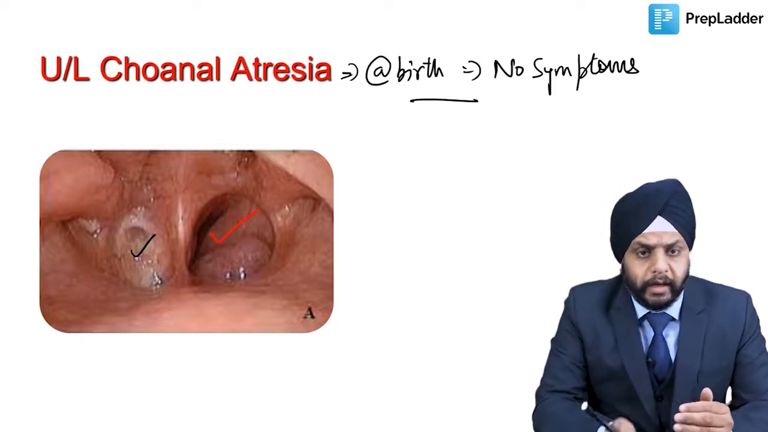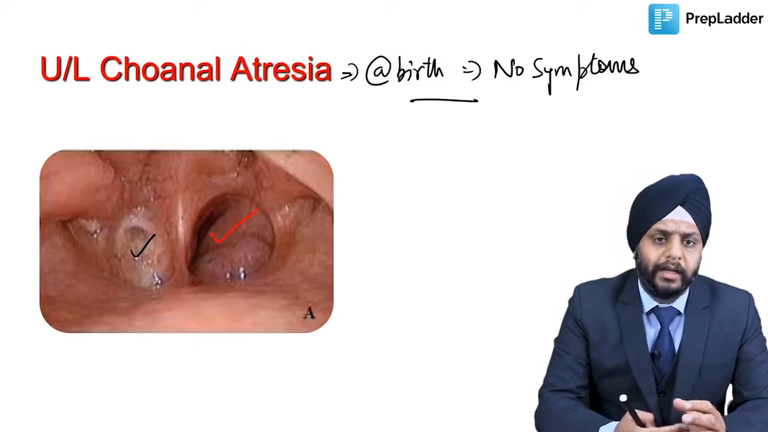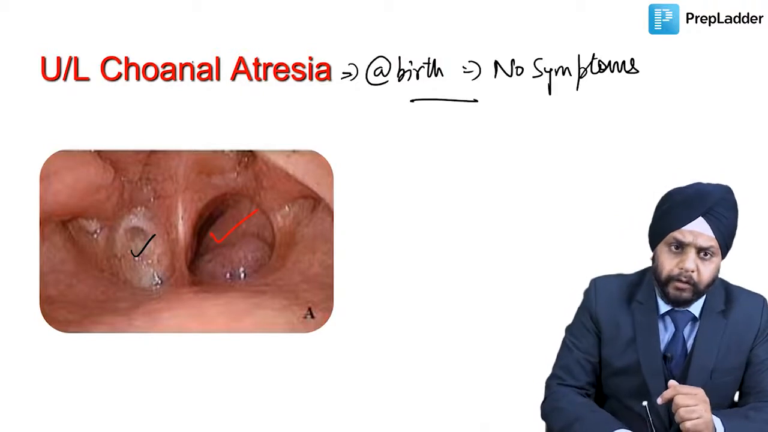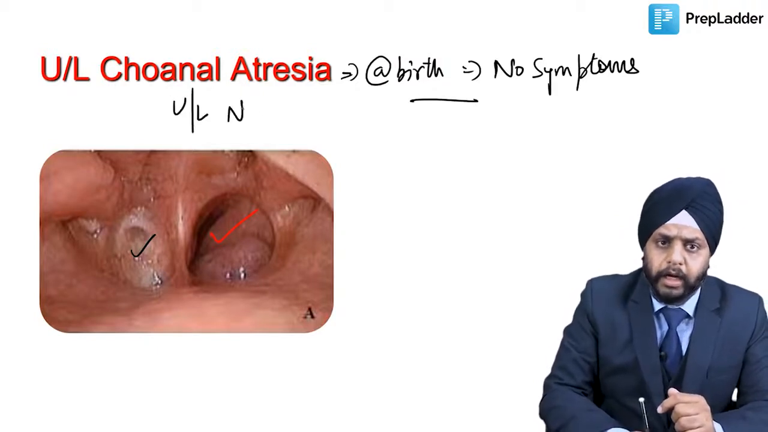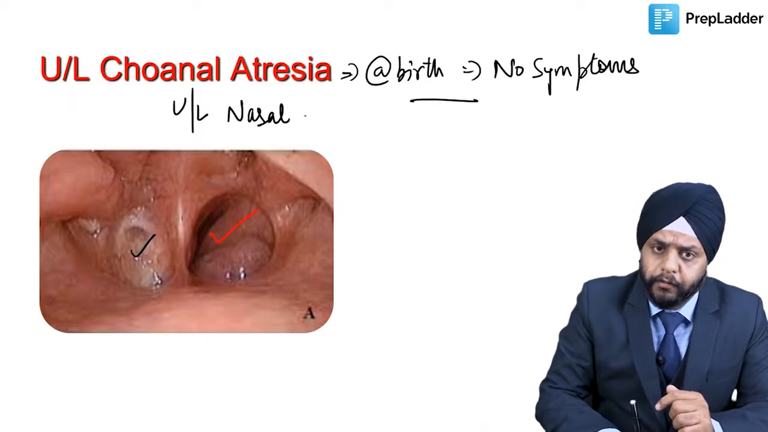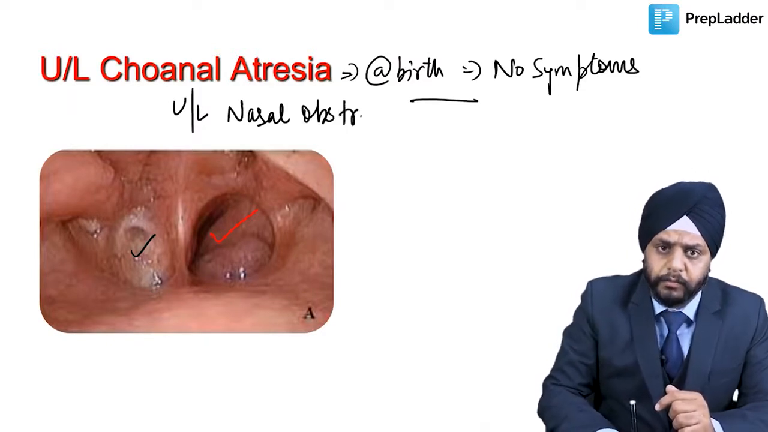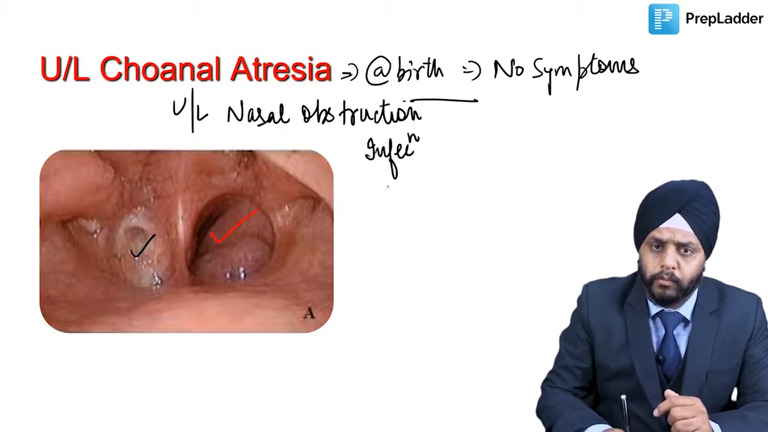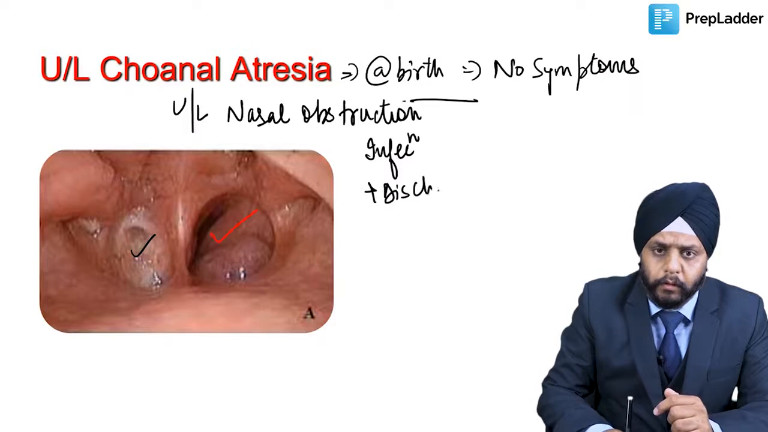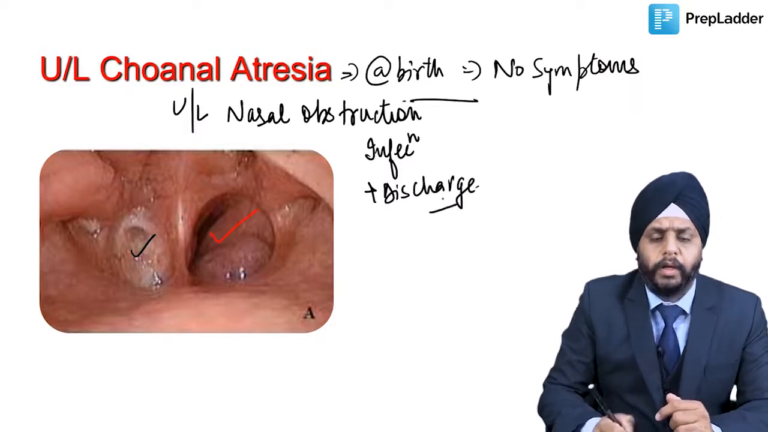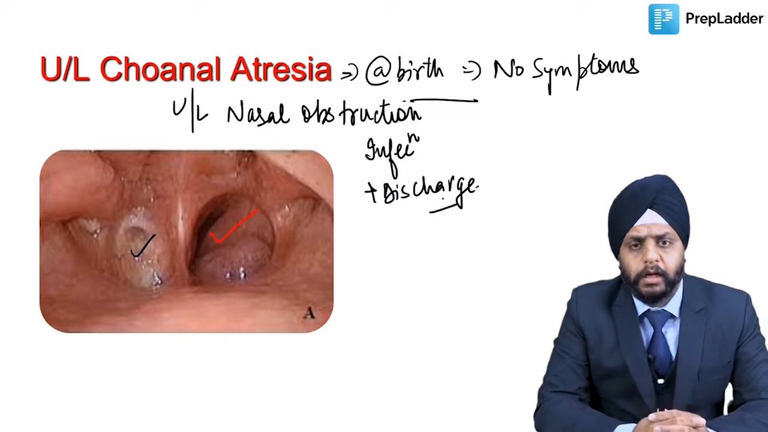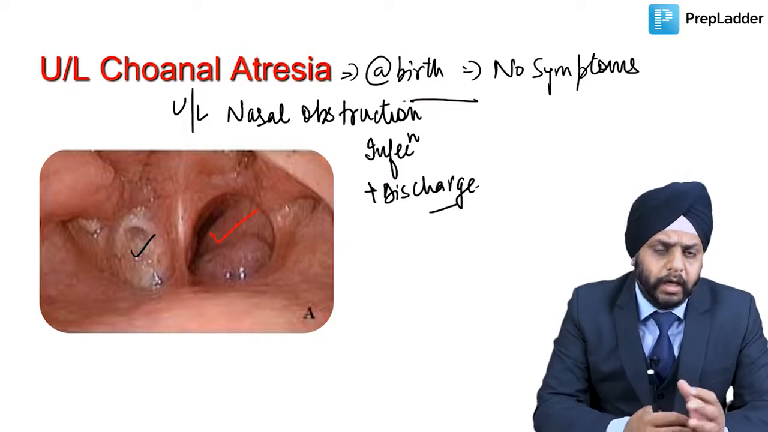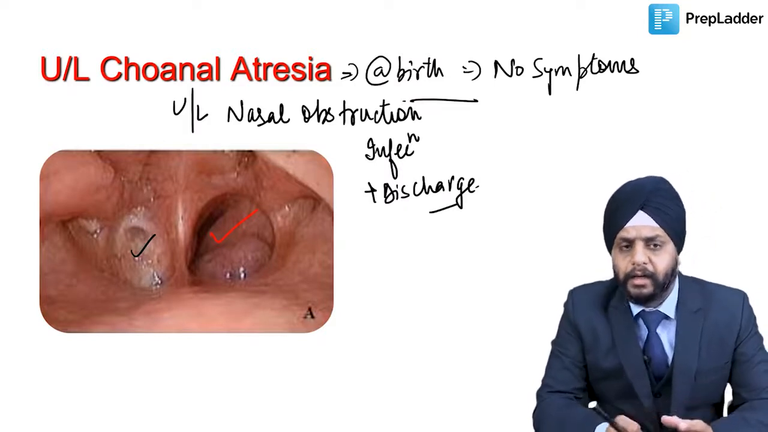When the child becomes a little intelligent, he is able to understand that he is not able to breathe from one side of the nose. So he'll have unilateral nasal obstruction. There will be unilateral nasal infections and nasal discharge, because the nasal secretions are not able to go in, they will come out anteriorly. So the patient will have unilateral nasal infection and discharge. He'll come with these complaints in the later age group.